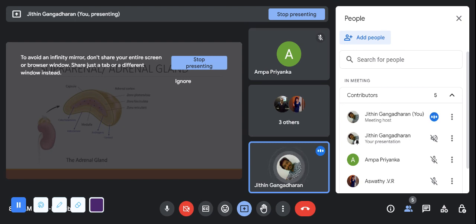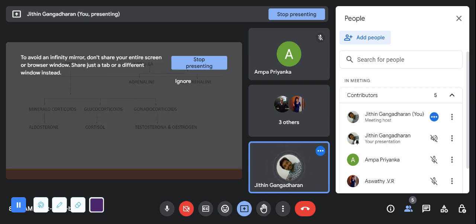Now, the adrenal cortex has layers: zona glomerulosa, zona fasciculata, and zona reticularis. Those are the three layers of the adrenal cortex. Kindly write it down, guys. And the adrenal cortex produces mineralocorticoids as well as glucocorticoids. The medulla releases the catecholamines, whereas the cortex releases aldosterone and other hormones.